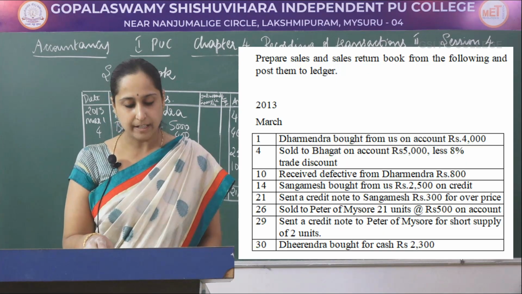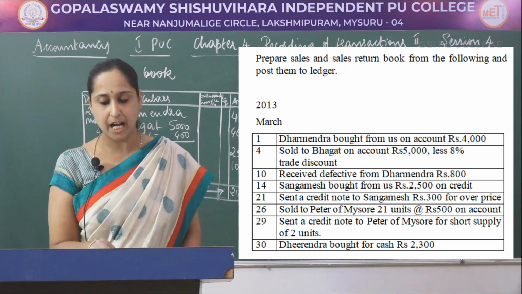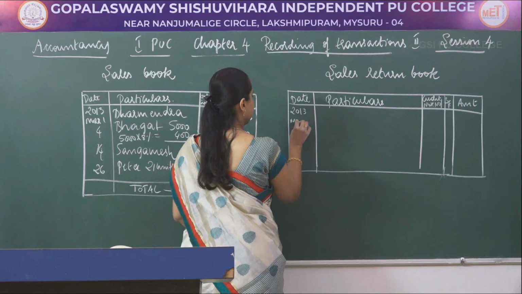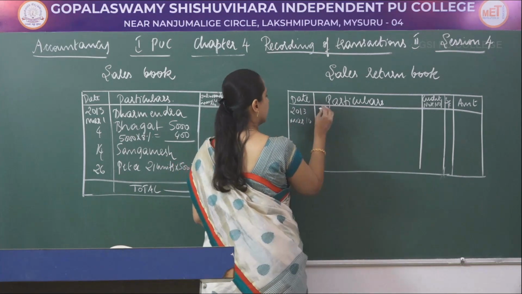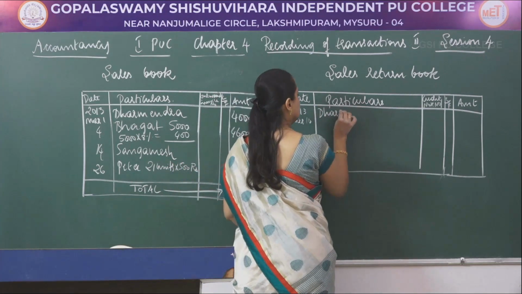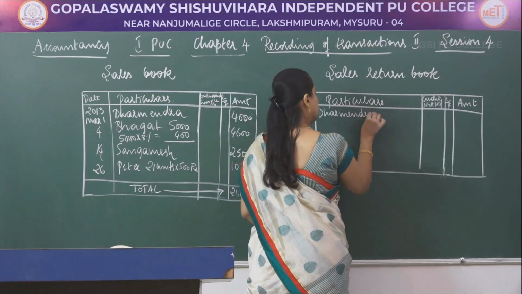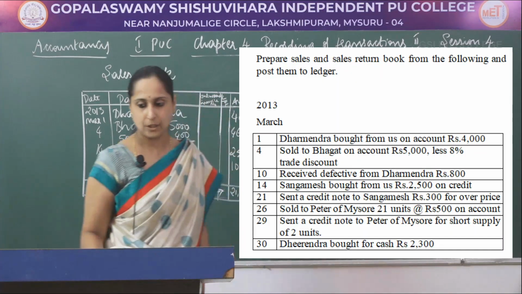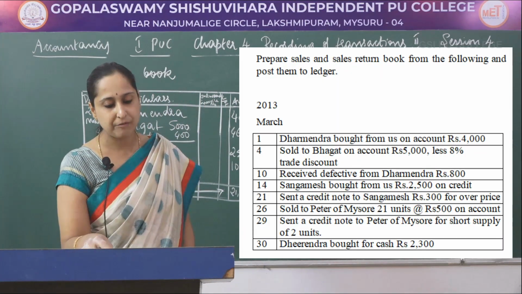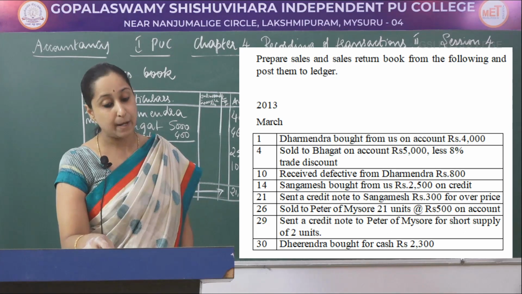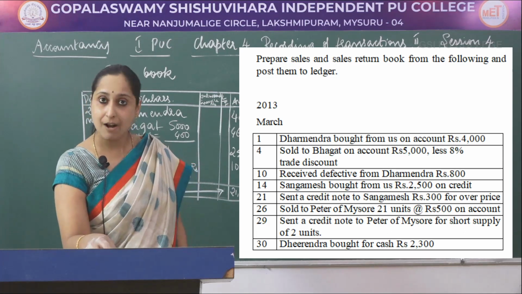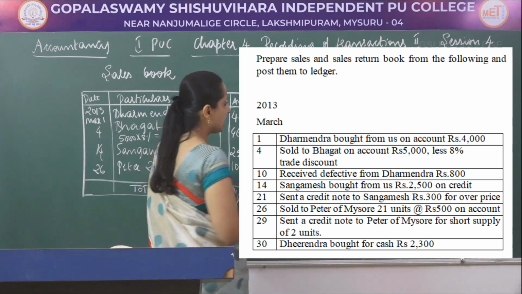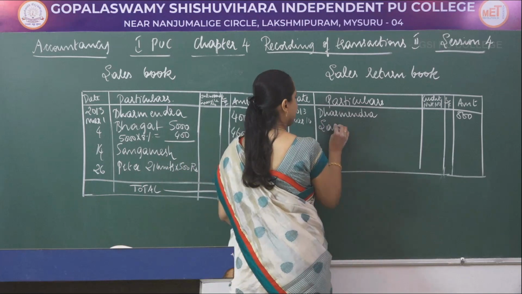On 10th, received defective goods from Dharmendra, 800. On 2013, March 10th, from Dharmendra, he returned defective goods worth rupees 800. So this we have to record. On 21st, we sent a credit note to Sangamesh for overprice. So this also we have to record in the sales return book. Sangamesh for overcharge, this is 300.